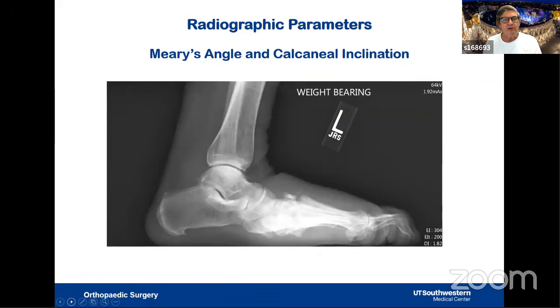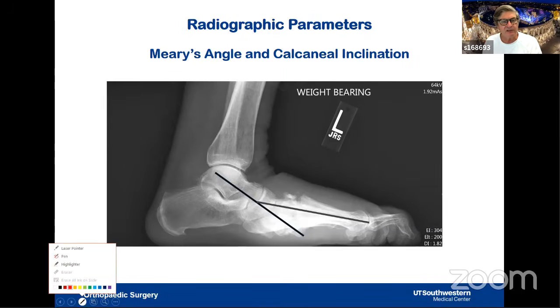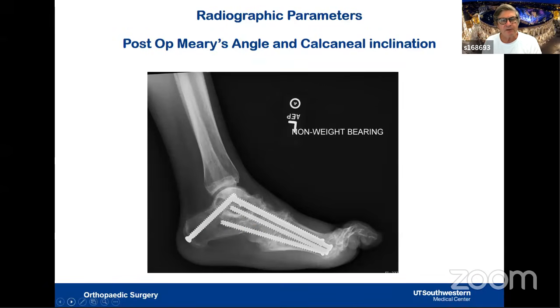Radiographic parameters. We look at Meary's angle and calcaneal inclination angle. And you can see in this particular case how the talus is plantar flexed. And so if you look at Meary's angle, that's very abnormal. That angle should be 0 or 180 degrees if you look at it. If you look at the calcaneal inclination angle, it's actually reduced as well. So there's an equinus component to this particular patient. And this is a post-op on this same patient. And you can see that we restored Meary's angle, and we've restored and improved the arch. The arch is not absolutely normal, but it's better than before.